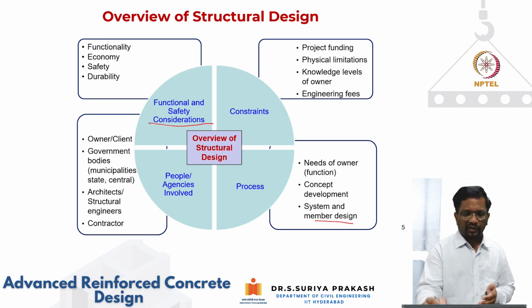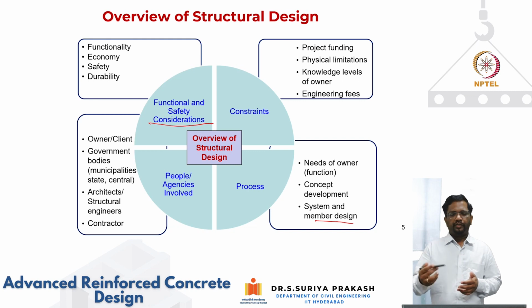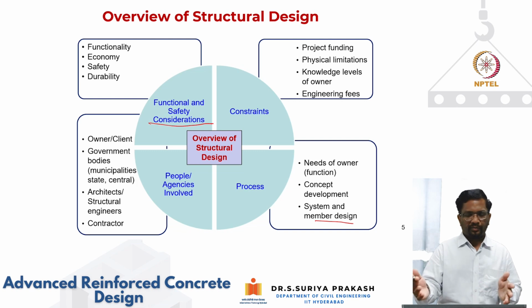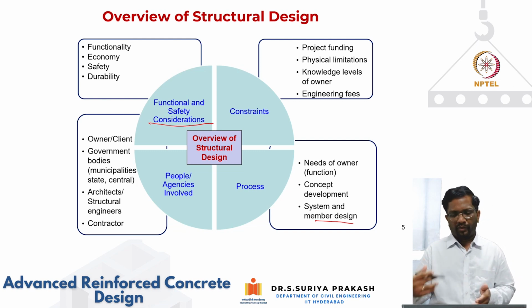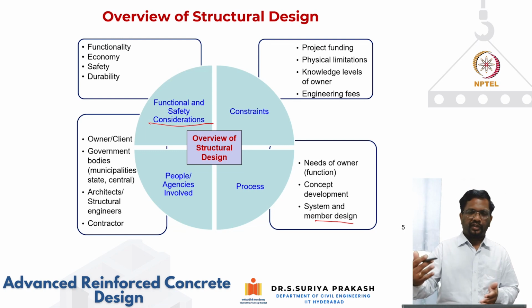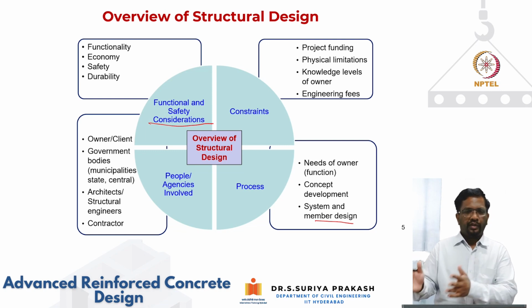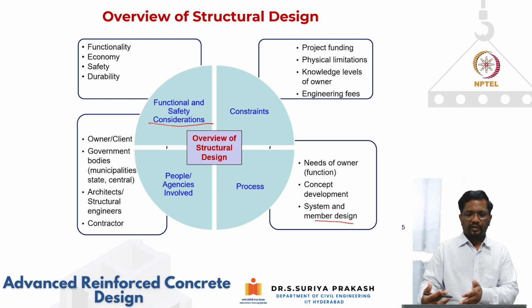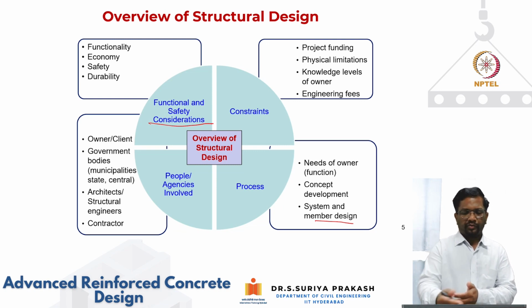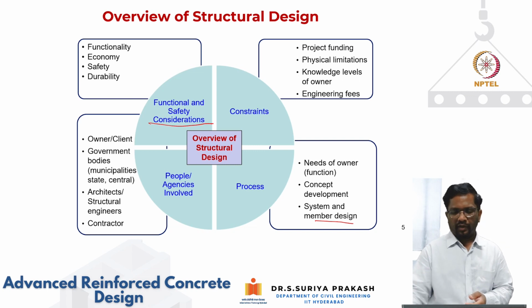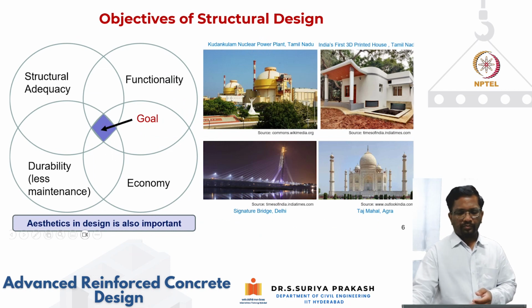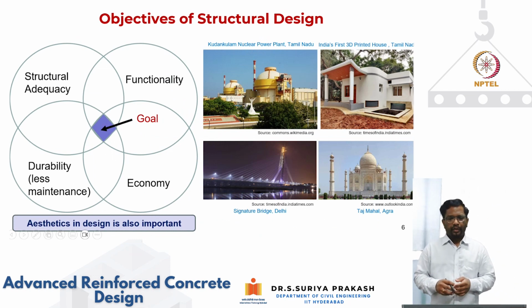So we need to first consider the functional and safety considerations. We should understand the constraints of the project we are involved in, starting from funding and the space availability and the knowledge level of the owner, and then the process. The process is actually a stage by stage process. First, the structure should fulfill its functional requirement. Then, based on that, we do the architectural design, and then we go to the detailed system and member level design. And of course, we have to deal with various types of people who are involved in this process, right? So these are the things. Okay.